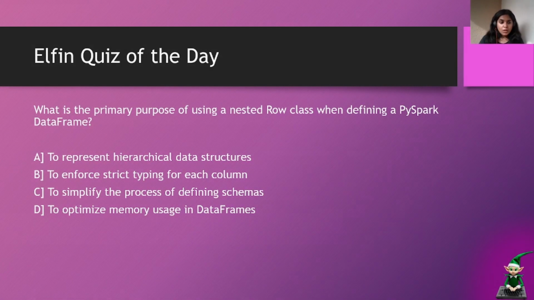Elephant quiz of the day. What is the primary purpose of using a nested row class when defining a PySpark data frame? Option A, to represent hierarchical data structures. Option B, to enforce strict typing for each column. Option C, to simplify the process of defining schemas. And option D, to optimize memory usage in data frames.